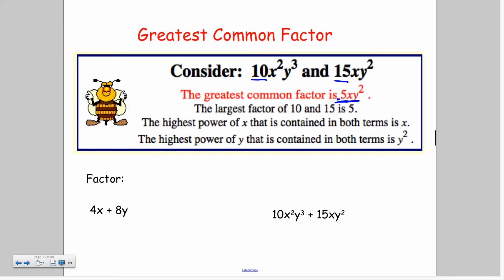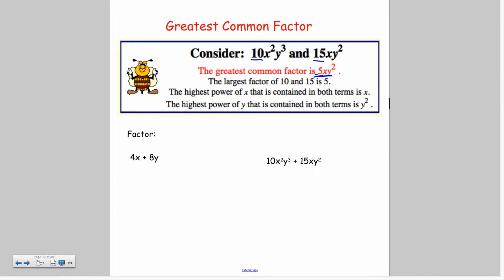So if you look at the examples, 4x and 8y, if I break it down into numbers first and then variables, it makes it a little bit easier. So a 4 and an 8, they both have a 4 in common. If you're not sure how to find that, take the bigger number, divide it by the smaller number, and that'll tell you if that's your greatest common factor. So because I can divide 8 by 4, that tells me I get an even number. That tells me that 4 is my greatest common factor. Now I'm going to look at my variables. X and y have nothing in common. So my greatest common factor is 4.